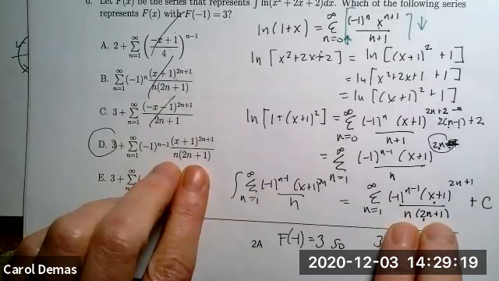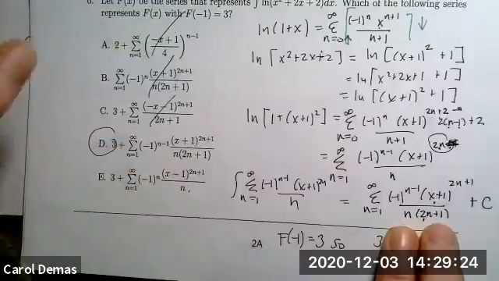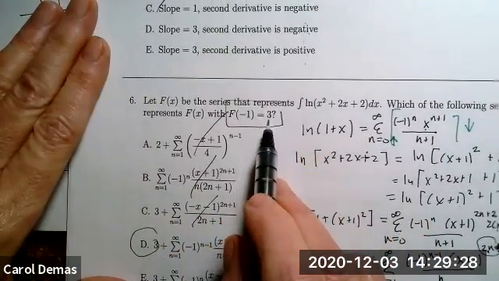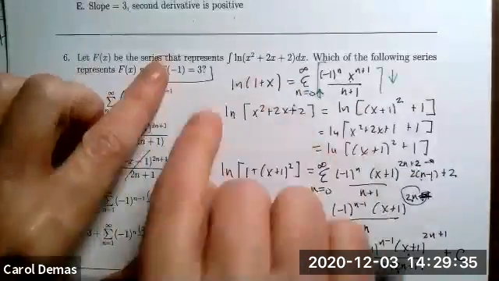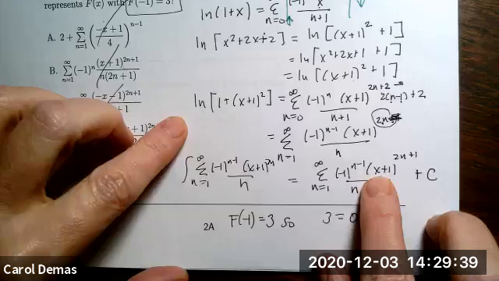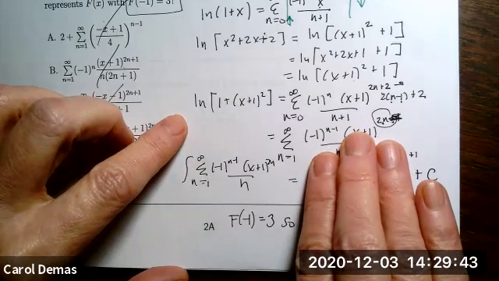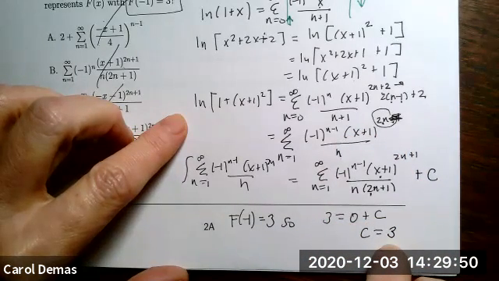All right, who's ready for the next one? Can you explain really fast how you got the 3 in the front? We were given that f of negative 1 is equal to 3, and when we integrate, we pick up a constant. What's going to happen to this series when you plug in negative 1 for x? You're going to get 0. Right, so we have 3 equals 0 plus c. That means c has to be 3.